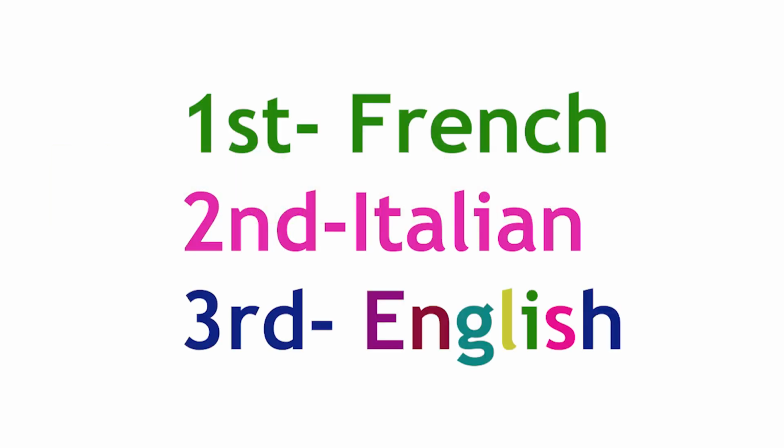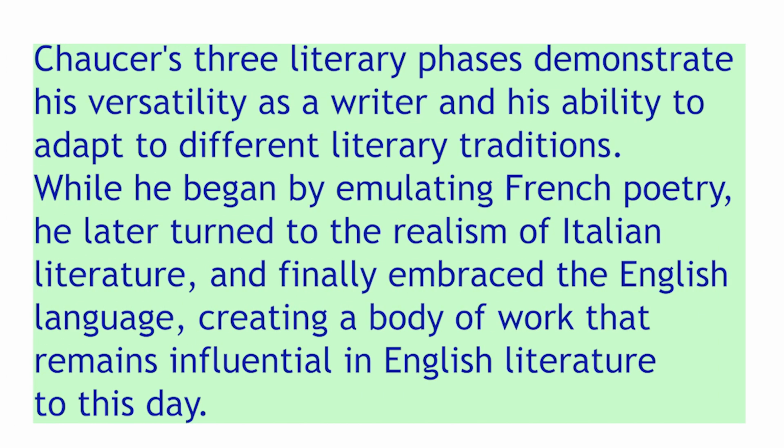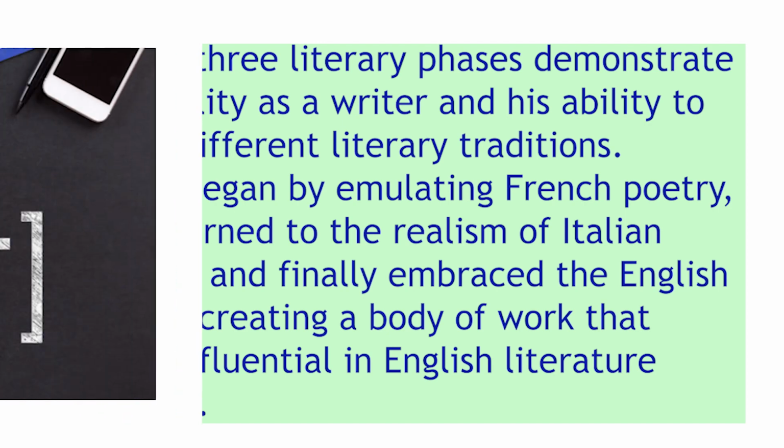These three phases of Chaucer's life demonstrate his versatility as a writer and his ability to adapt to different literary traditions. While he began by emulating French poetry, he later turned to the realism of Italian literature and finally embraced the English language, creating a body of work that remains influential in English literature to this day.